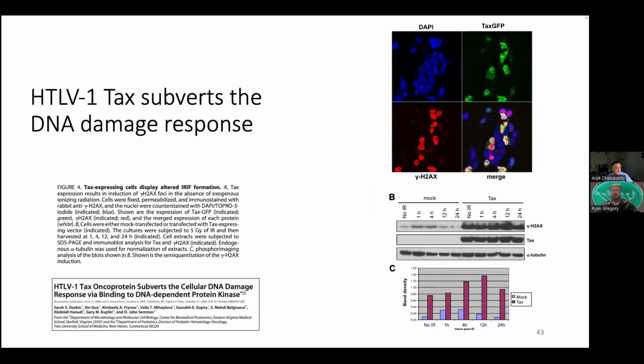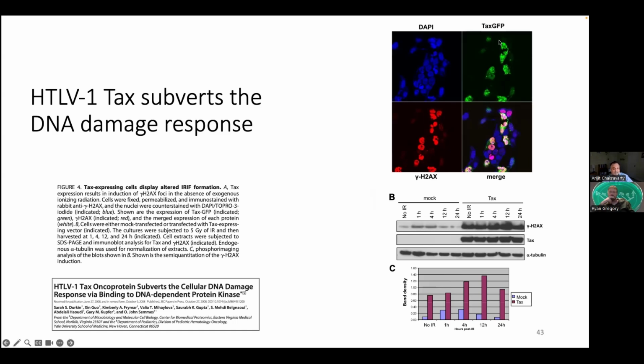And what they were able to do was transfect cells and look at Tax expression. What they found was that when they took Tax-transfected cells and irradiated them, the DNA damage response was altered. What you can see over here are, again, immunofluorescence assays. Blue is the DNA, DAPI. Red is gamma H2AX. You can see these cells are getting really bright with a ton of DNA damage.